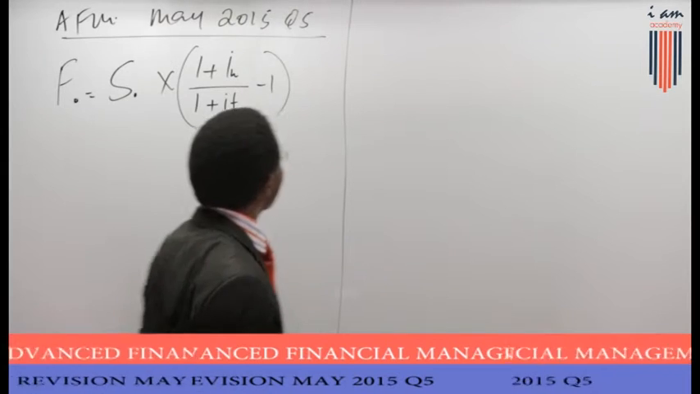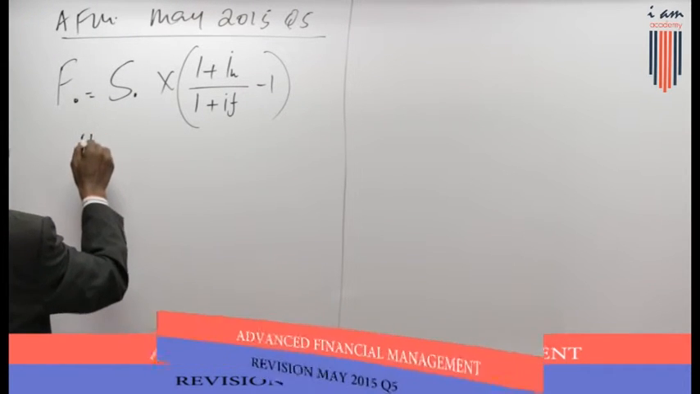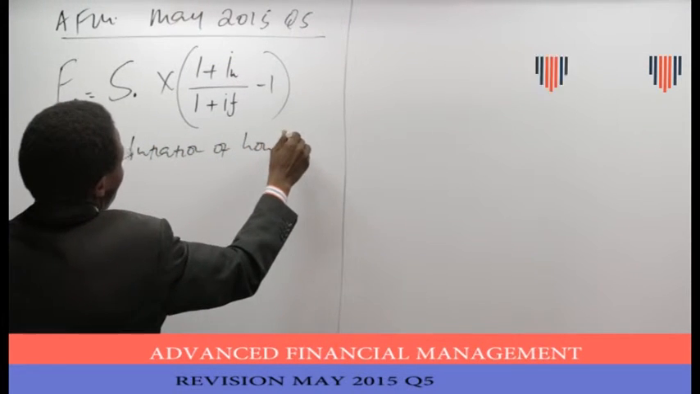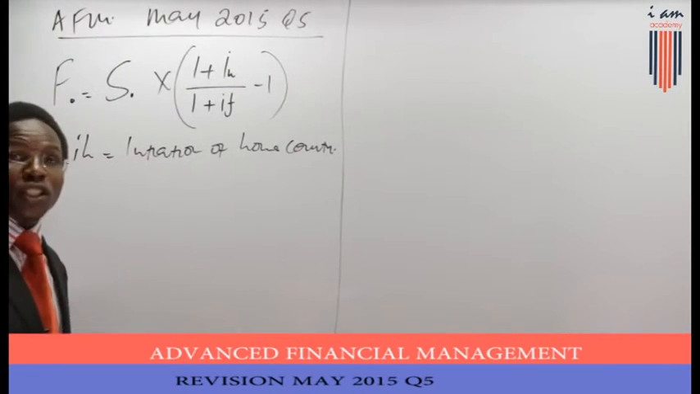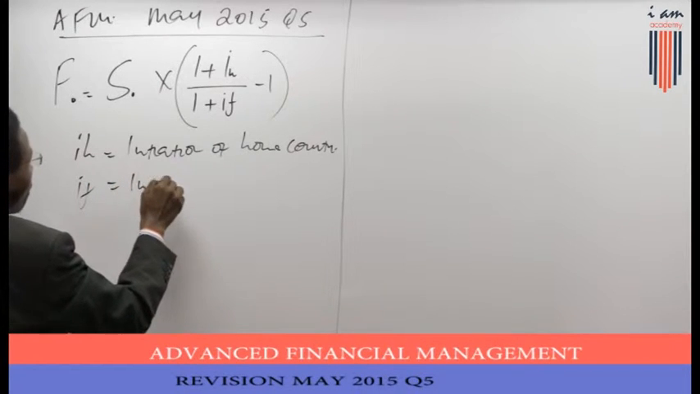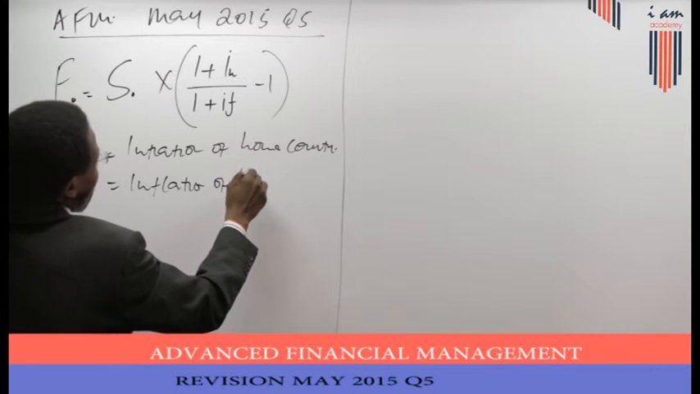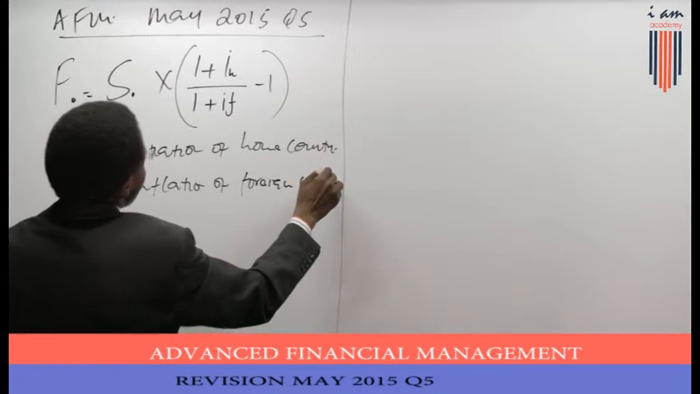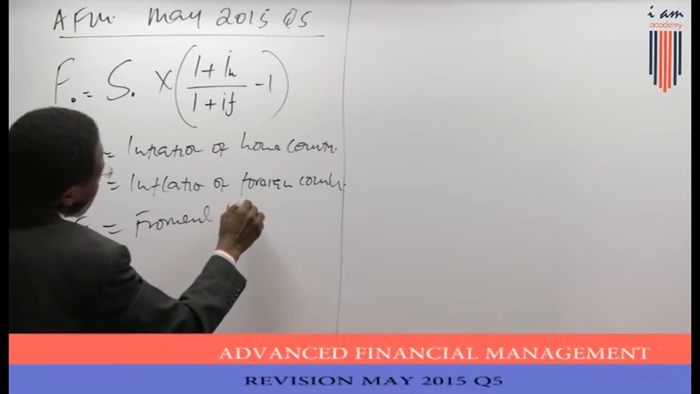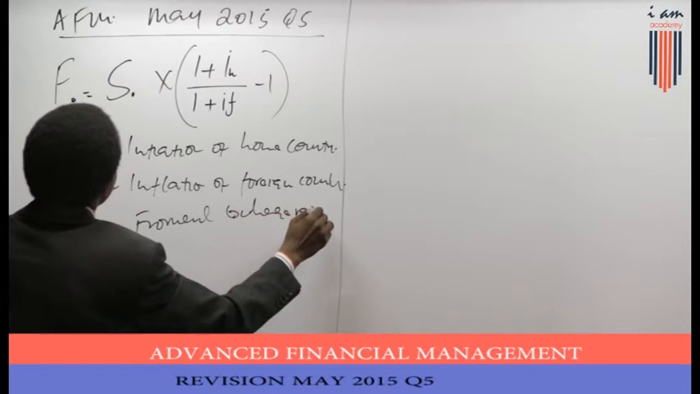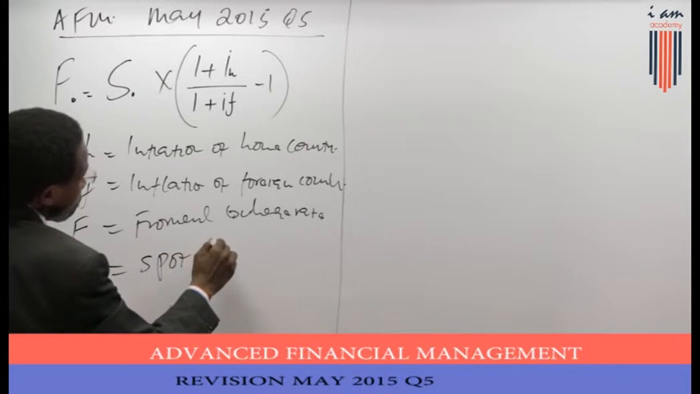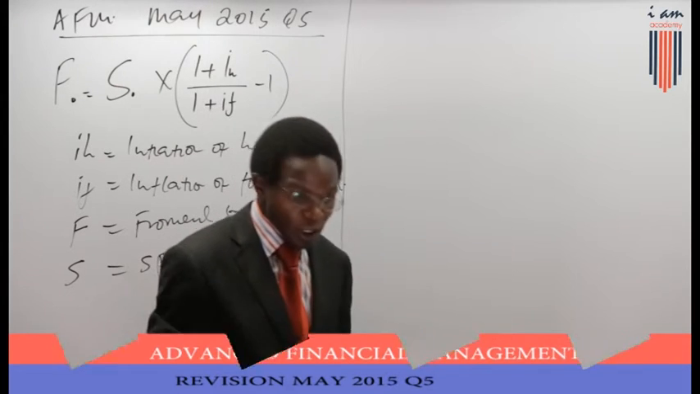You need to remember this, friends: when we talk of IH, this is inflation of the home country, in respect to the purchasing power parity. When you talk of IF, this is inflation of the foreign country. When you talk of F, this is the forward exchange rate. When you talk of S, this is the spot rate. The spot rate is the rate prevailing at that point in time, currently.